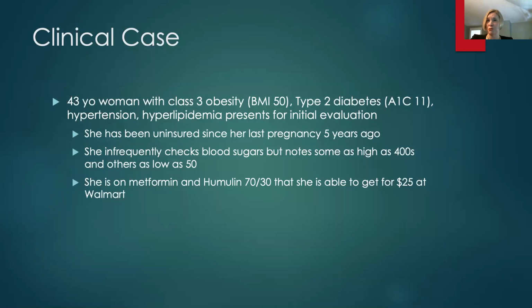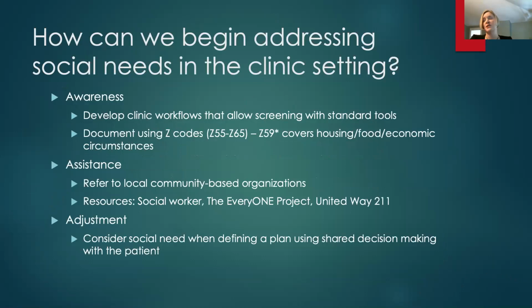Remember, this is a 43-year-old woman with obesity and type 2 diabetes, hypertension, hyperlipidemia, who was uninsured, who was infrequently able to check her blood sugars, but had both highs and lows, and was on metformin and a mixed insulin that she was able to get from Walmart. So for awareness, we could consider designing our clinic workflows to utilize some of the routine screening tools that we've talked about. The hunger vital sign and a single financial strain question are in EPIC, among others. This screening could occur pre-visit with information provided on why the screening is being done and how it will be used, with positive screens flagged for discussion.